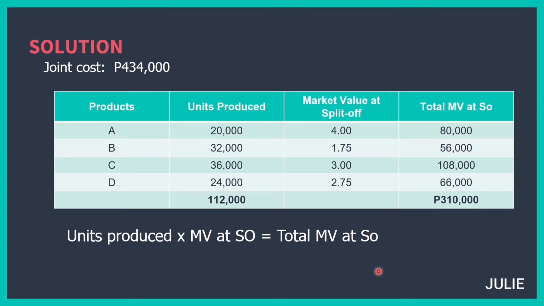The first thing that we're going to compute is the total market value at split off. So for us to get the total market value at split off, we're going to use this formula. Units produced multiplied to market value at split off equals total market value at split off. So this unit produced is per product. So let me show you how to compute.